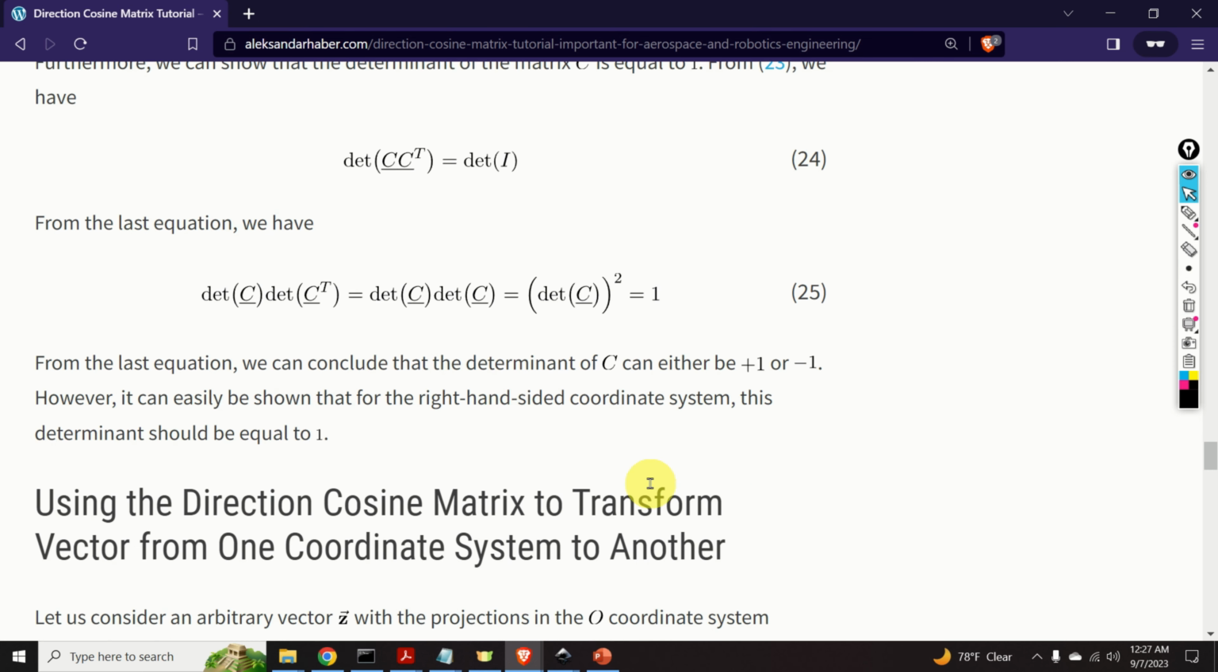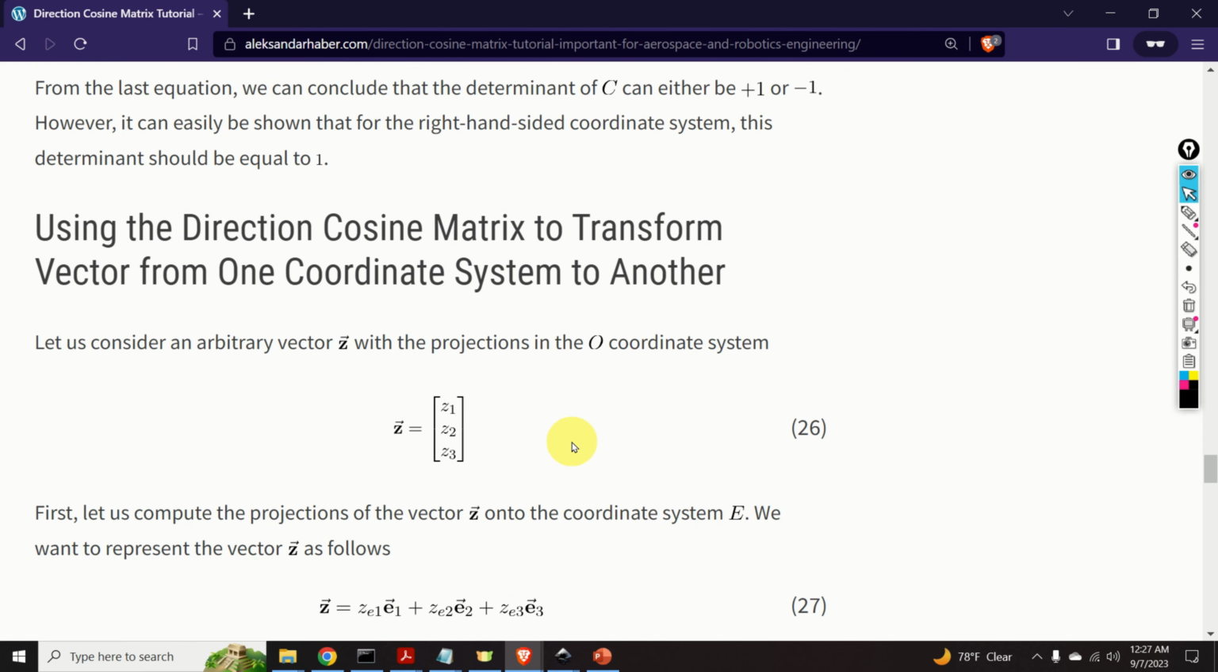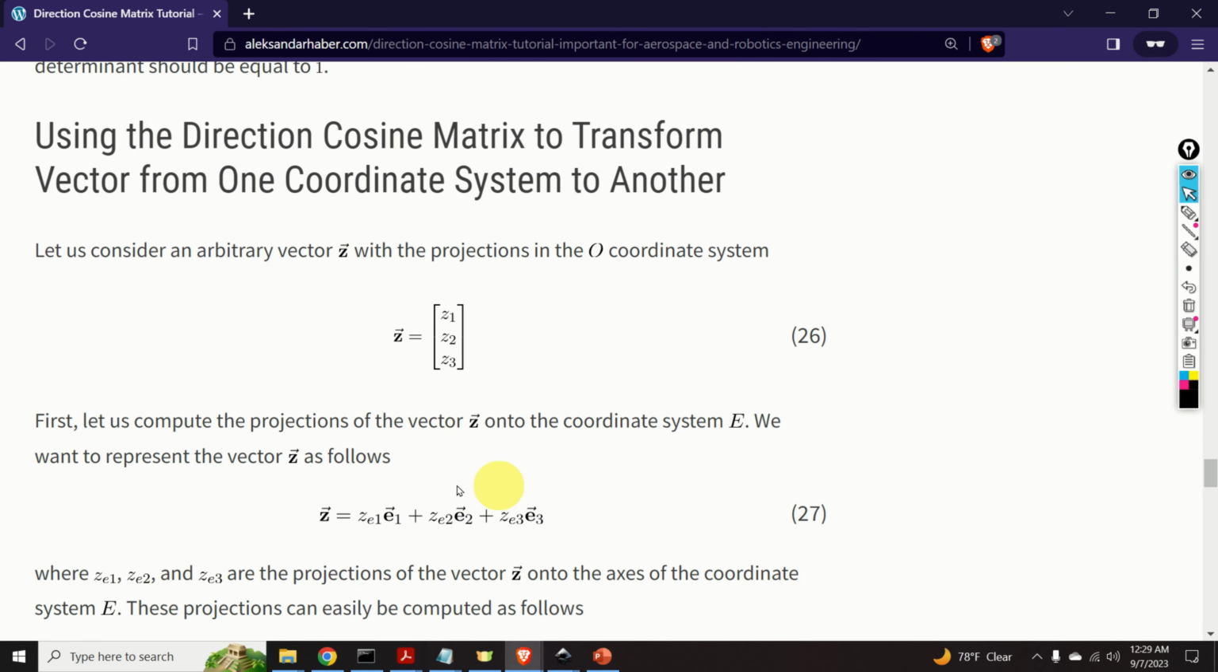Perfect. Next, let's see how to use the direction cosine matrix to transform vector from one coordinate system to another. Let us consider an arbitrary vector z with the projections in the O coordinate systems. Z is equal to z1, z2, and z3. First, let's compute the projections of the vector z onto the coordinate system E. That is, we want to represent the vector z like this, where E1, E2, and E3 are the unit vectors of the coordinate system E.